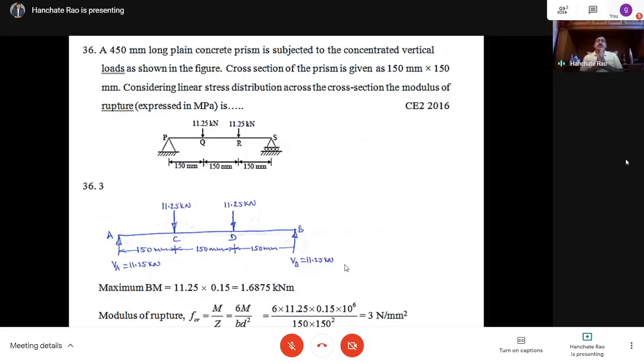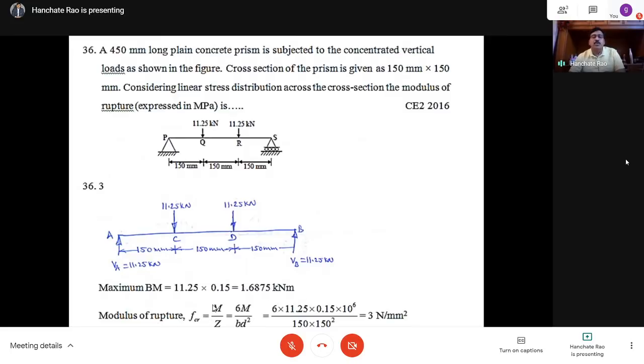The beam is subjected to two loads of 11.25, 11.25. So each reaction is also 11.25. We want to find the maximum bending moment. Here the maximum bending moment occurs at Q or R, and it is the same at both. The maximum bending moment is equal to the reaction multiplied by 150 mm, so 11.25 into 0.15 meters.